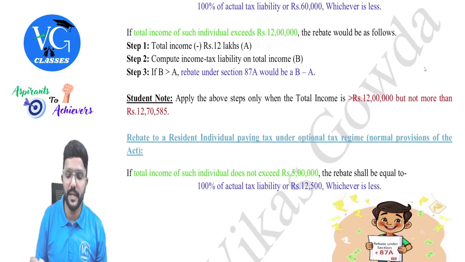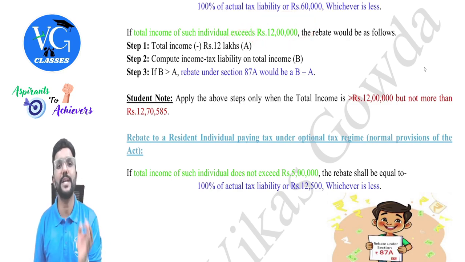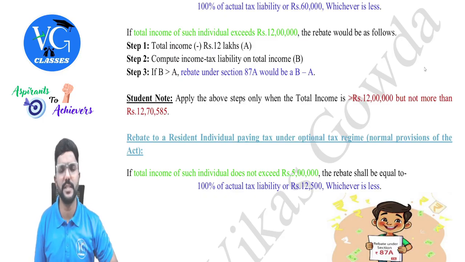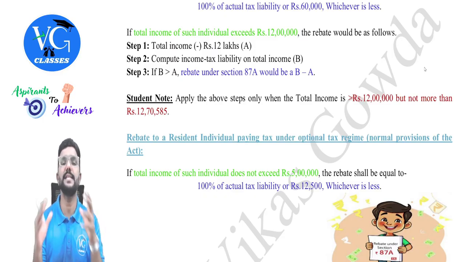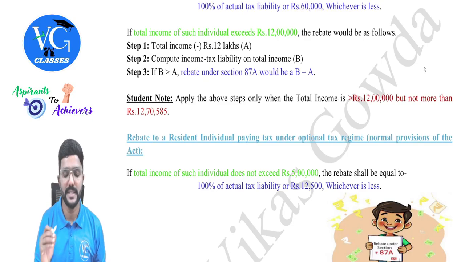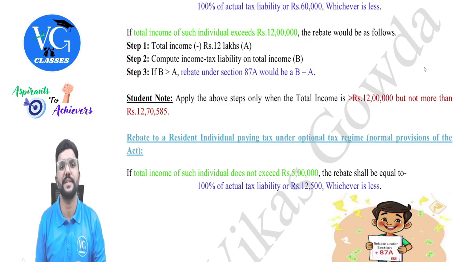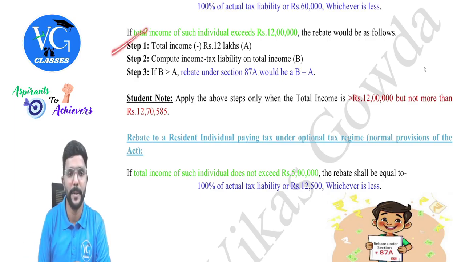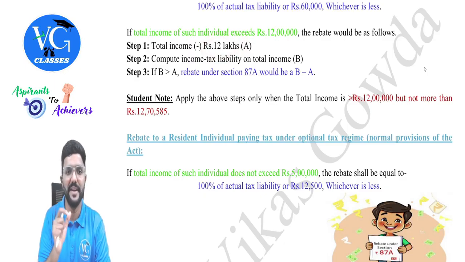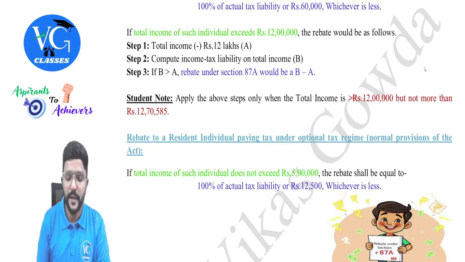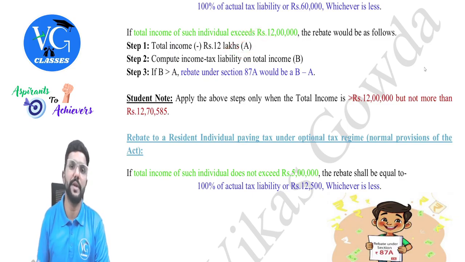Sir, what if the total income is more than 12 lakh? If the total income of a resident individual following the default regime is marginally more than 12 lakh, they are still eligible for rebate, but we need to calculate it by following these steps. Step A: total income minus 12 lakhs; 12 lakh is the limit here. Step B: compute the income tax liability on the entire total income. If B is more than A, the assessee is eligible for a rebate. Sir, what if A is more? Then no rebate.